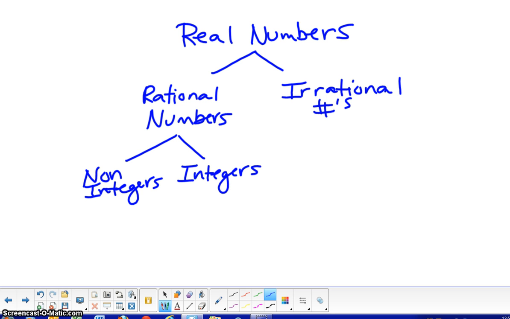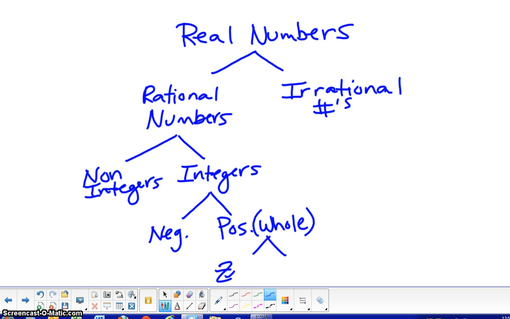Okay, and then under integers, you have two types of integers. You have your negative numbers and you have your positive numbers. And then underneath the positive numbers, which are the whole numbers, you have 0 and natural numbers. And that takes care of all your positive whole numbers. Okay, so that's a little family tree. And I just wanted to summarize everything that was going on in that first slide before we went on to the practice problems.